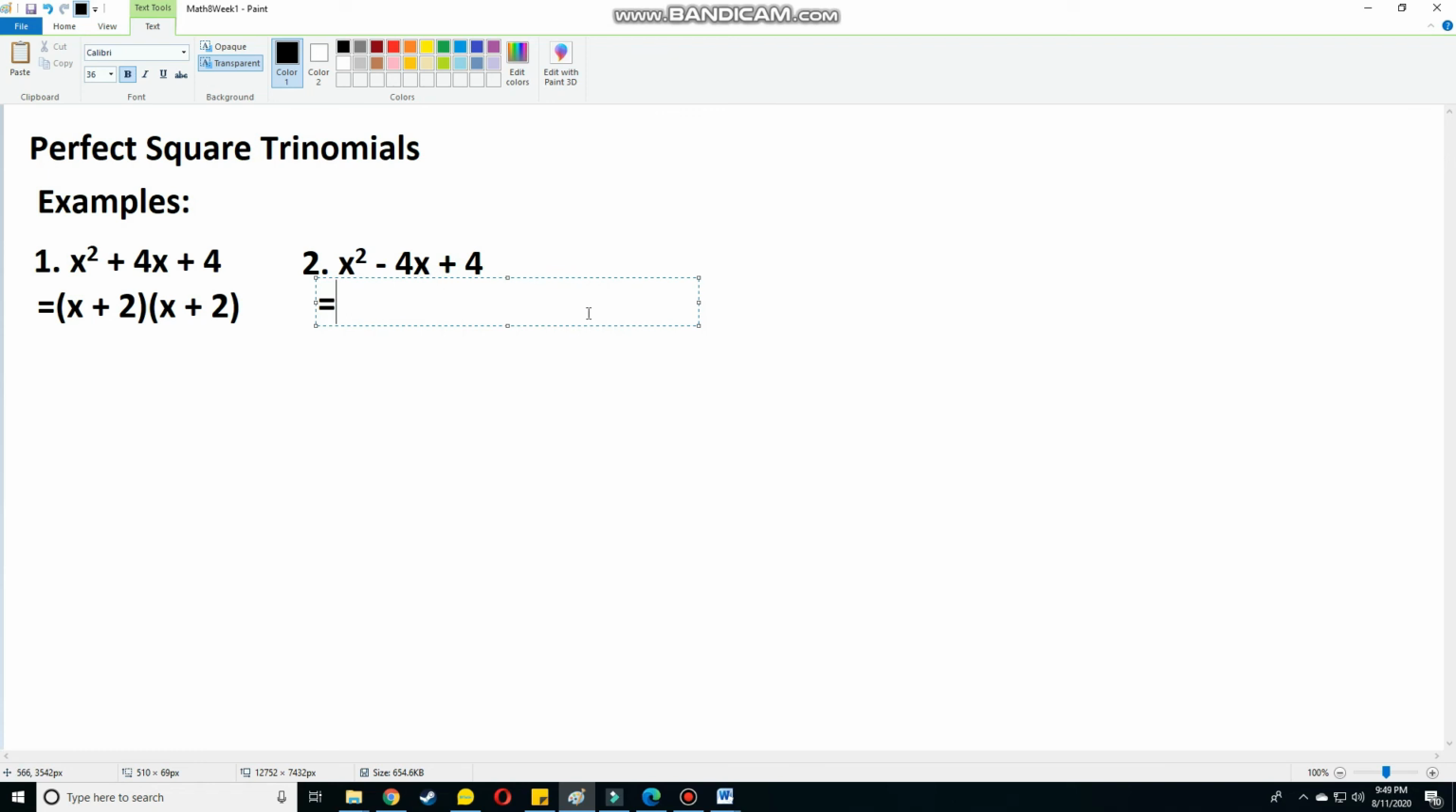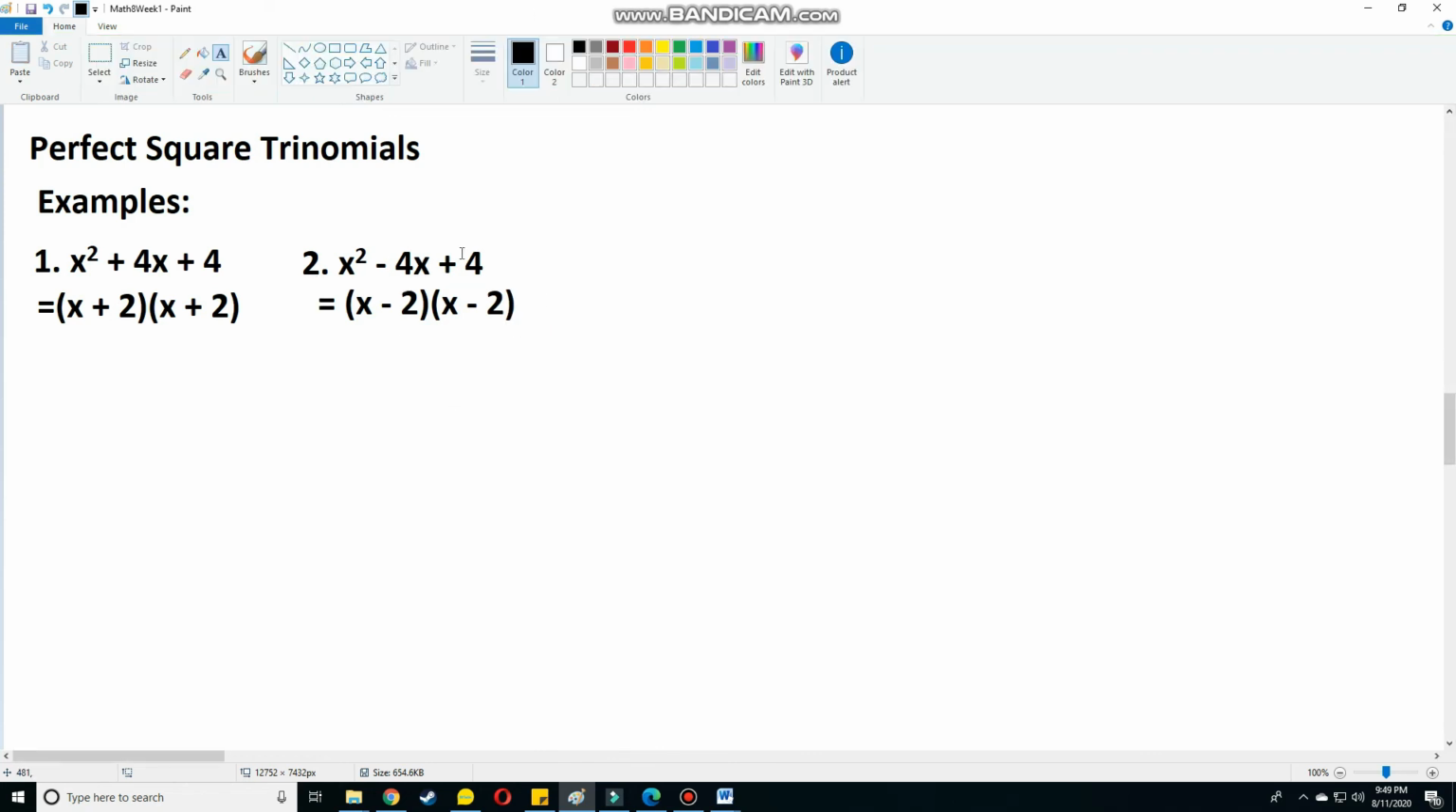So what is the square root of x squared? That would be x. Then since it is minus, let's follow it, the subtraction sign. And then we have the square root of 4, that is 2. And then let's do it twice, the quantity of x minus 2. Okay, and now our factored form of the perfect square trinomial x squared minus 4x plus 4 is equal to the quantity of x minus 2 times the quantity of x minus 2.